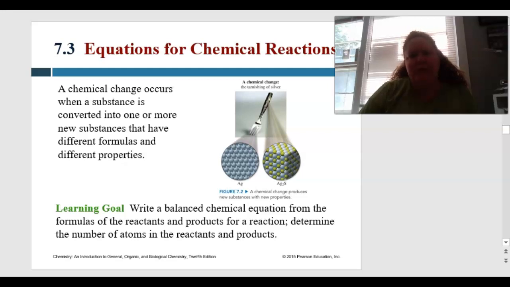Okay, so equations for these chemical reactions. Chemical change occurs when a substance is converted into one or more new substances that have different formulas and therefore different properties. So what we're going to learn for this one is how to write these balanced chemical equations from the formulas of the reactants and products for a reaction, and also determine the number of atoms in the reactants and products.